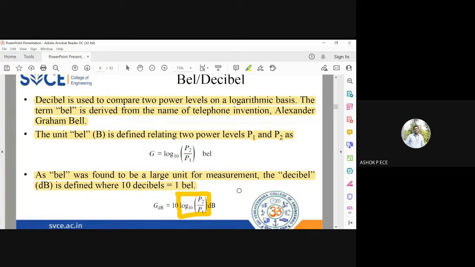The only difference is in Bell, I'll just take the logarithm and leave it. In decibel, I will take logarithm to the base 10 and multiply the final answer by 10. That is the difference between Bell and decibel.